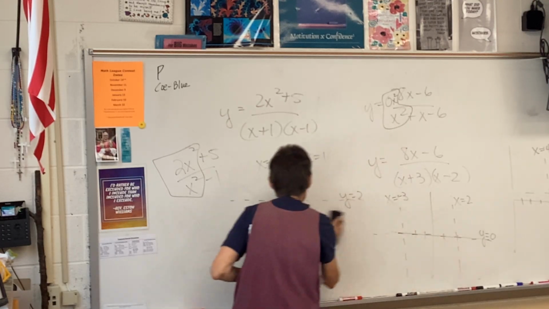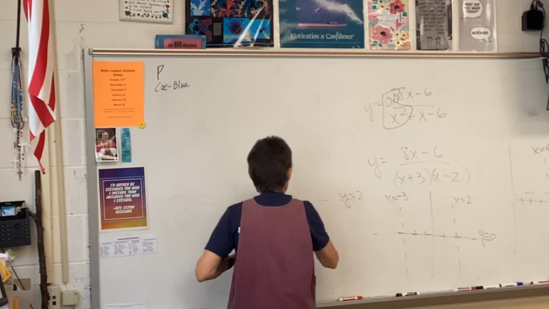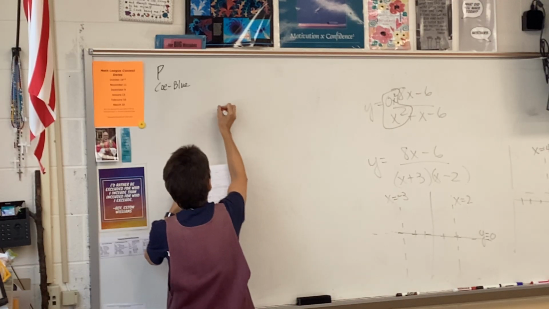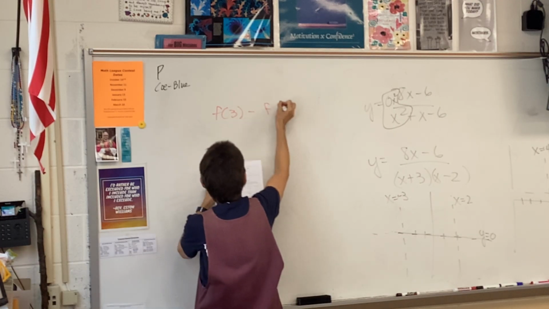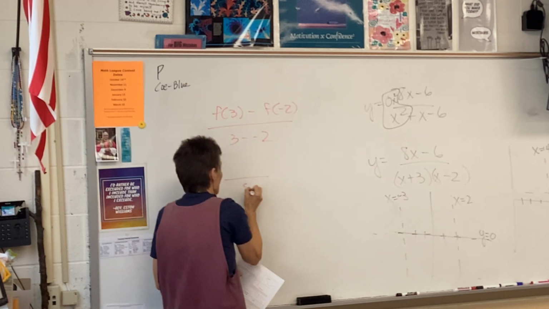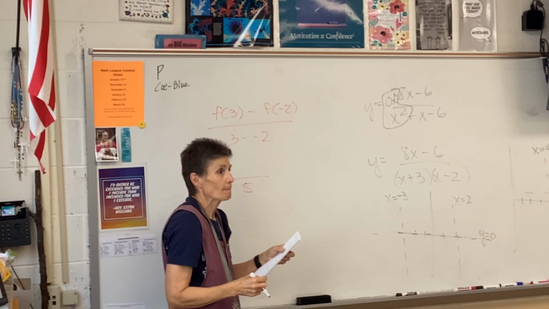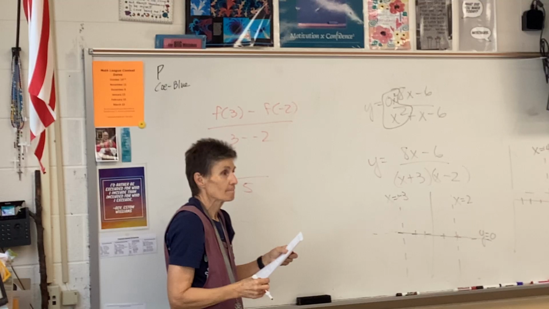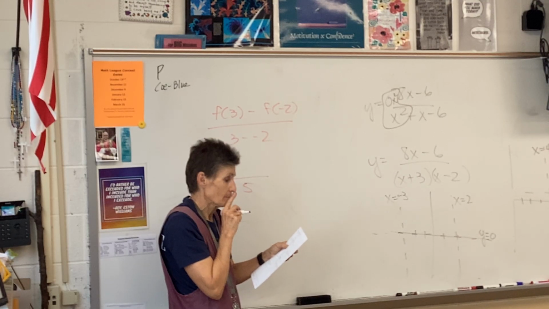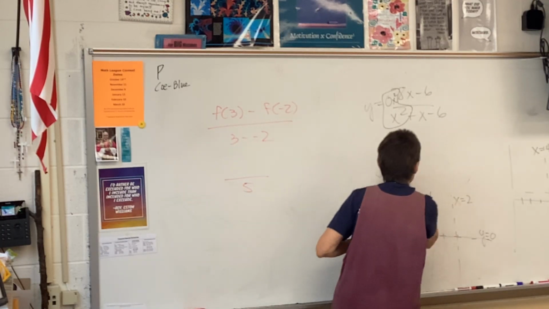And remember, you write down what I told you to write down before you start in on the problem. So for this one, you're going to find f of 3 minus f of negative 2 and divide by 3 minus negative 2. All right? So what did you get for f of 3? Be careful. F is a piecewise function.